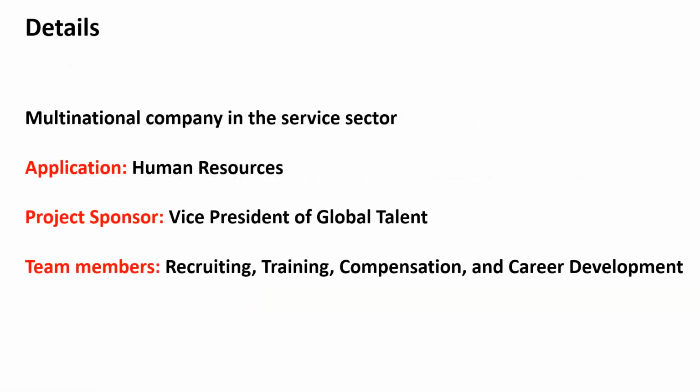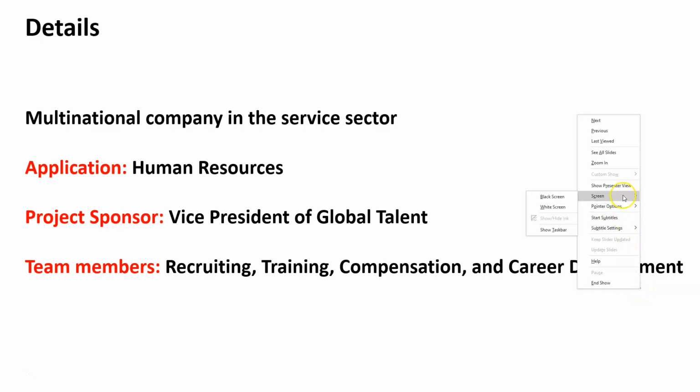All right, so some of the details for the company. Like I said, it's an unnamed company, multinational in the service sector. The application is going to be human resources, and the sponsor of the company is the vice president of global talent. The team members are going to be from recruiting, training, compensation, and career development, and they are going to be led by a black belt for this exercise.